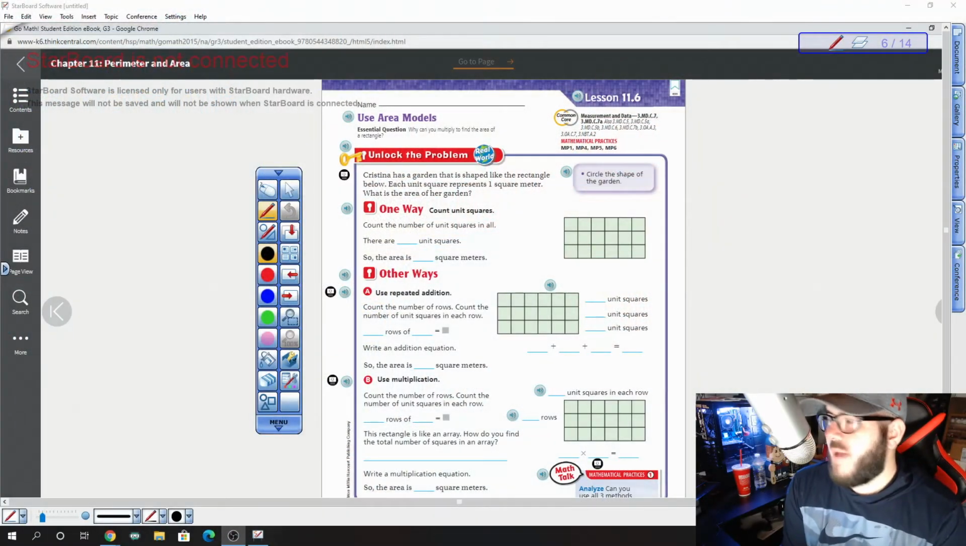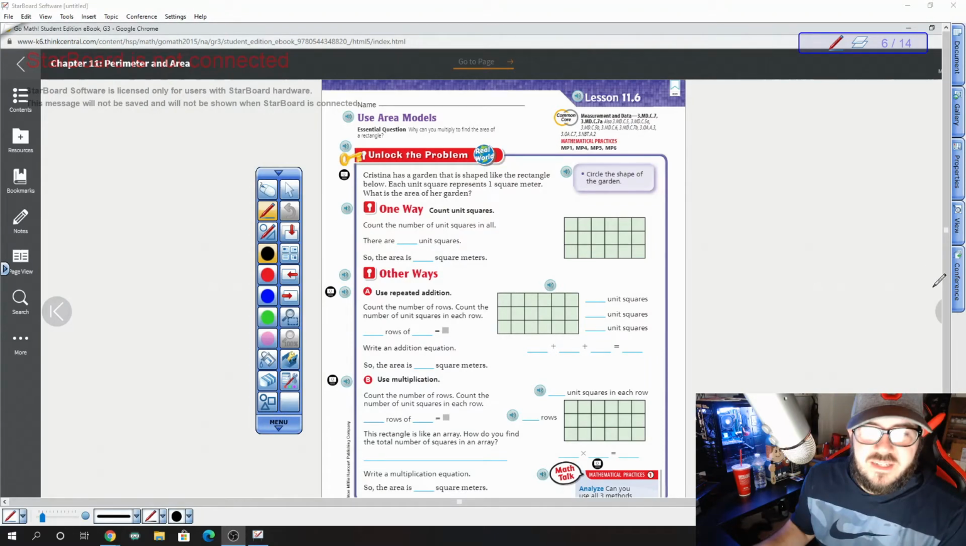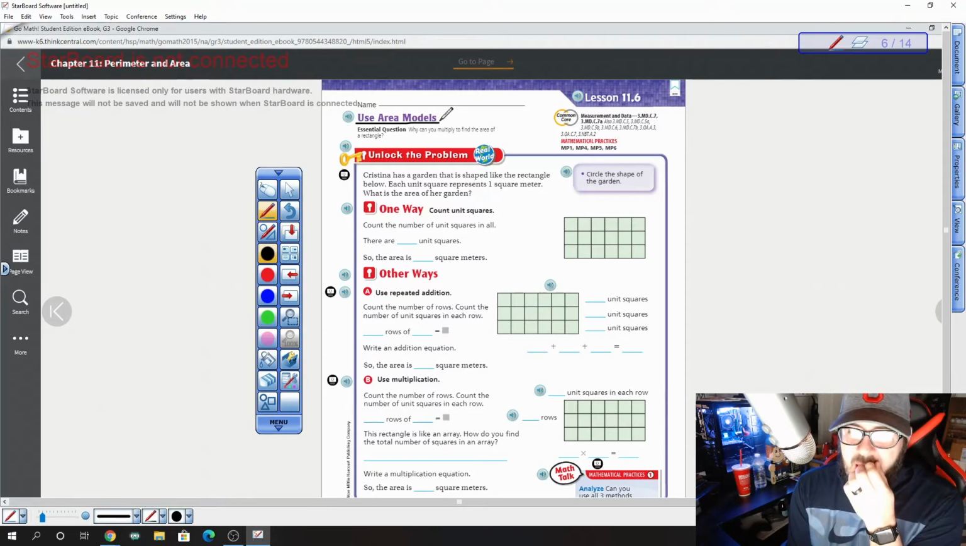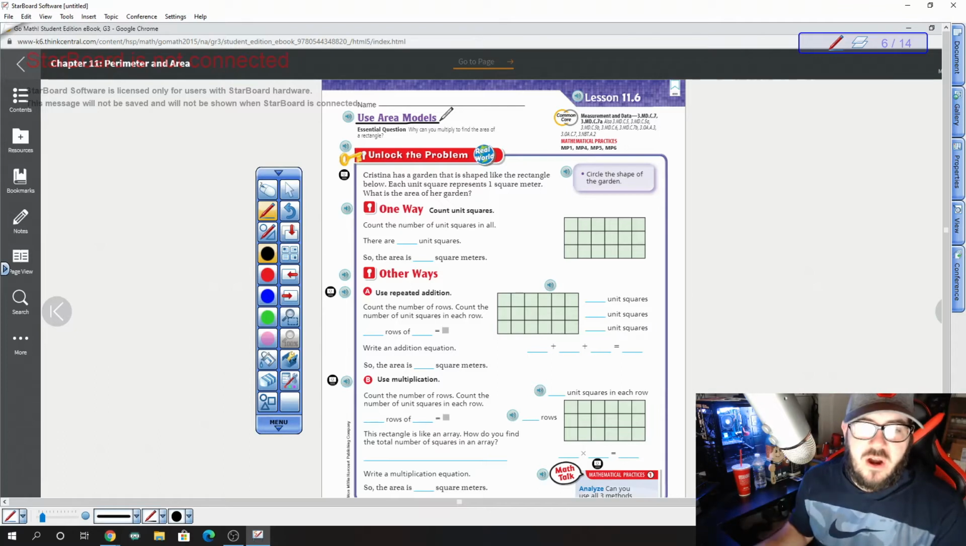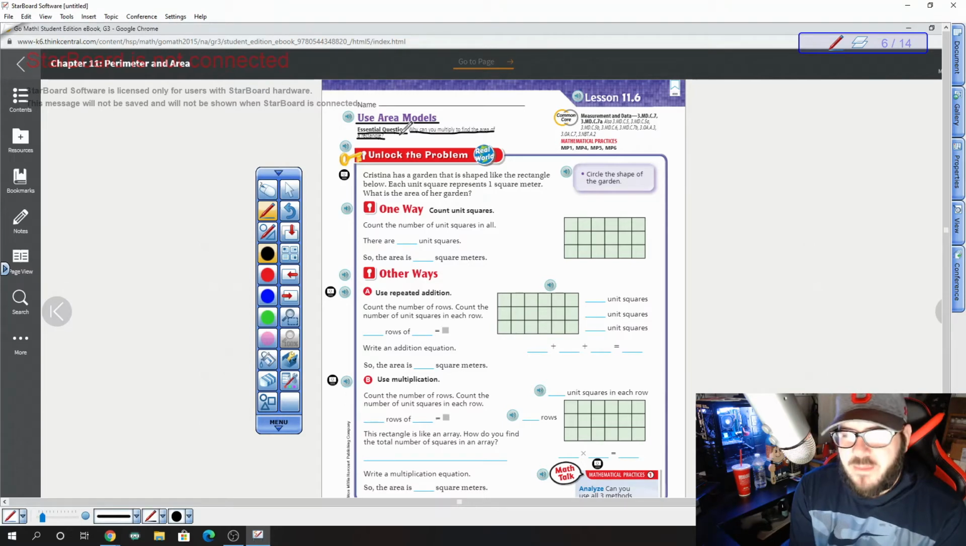Our title of math lesson 11.6 is Use Area Models. So we're going to continue talking about area, but today we're going to be using models to help solve our problems. Our essential question is, why can you multiply to find the area of a rectangle? So we see now that we're going to be talking about multiplying to find the area instead of just counting those squares in there. Okay?